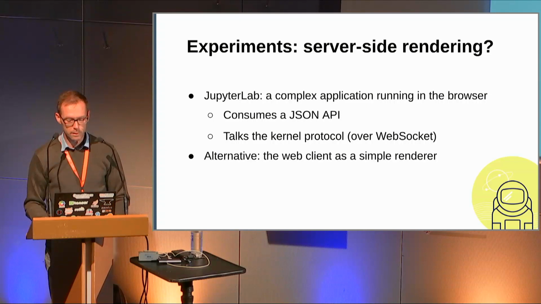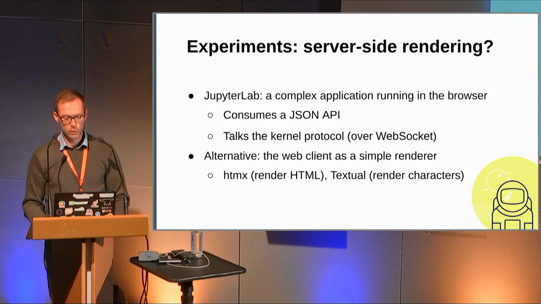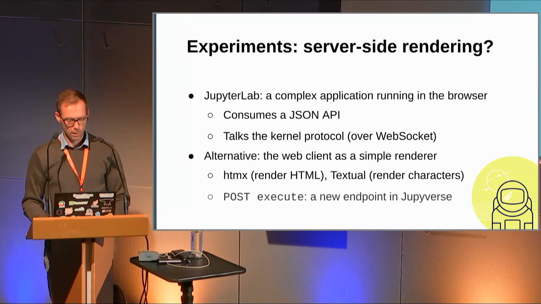But we could imagine the web client being a simple renderer. There are technologies to do that, for example, HTMX, that allows us to render fragments of HTML, or Textual, that basically renders characters. JupyterVerse has a POST execute REST API where the front end just asks to run cell number I of the notebook and lets the server do the job, so that it doesn't talk the kernel protocol. So that's a way to avoid a lot of complexity.